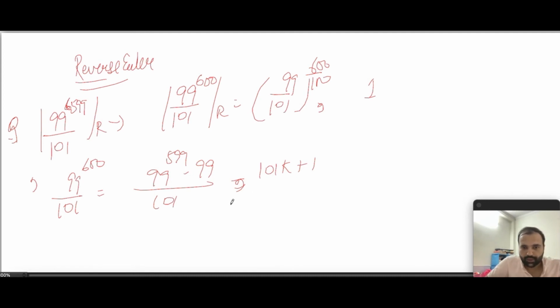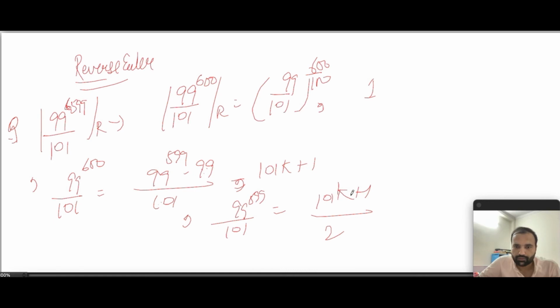So what we're going to do now, 99 to the power 599 by 101 equals 101k plus 1 by, now remainder over here would be 2, isn't it? Yeah, so 2. For what value of k can this equation be satisfied? If we take k equal to 1, we have 102 by 2 equal to 51. So the remainder over here would be 51. So that's how it is. It's very easy, provided you understand the concept. Okay, so we'll do one more question.